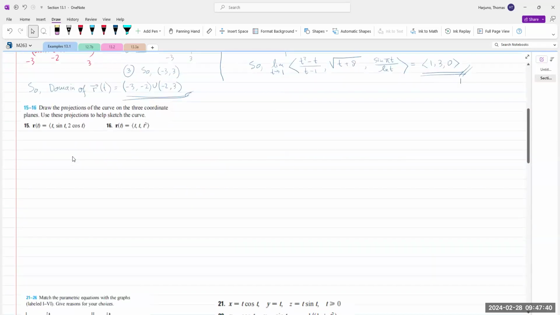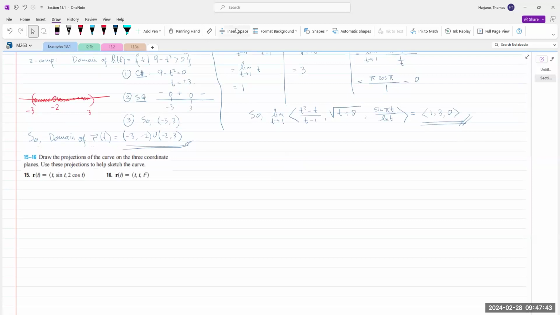Okay, let's go on. Number 15 and 16. I didn't really mention this in my lecture, but I want to go over this to show you another way. There are actually plenty of ways to imagine a vector function in 3 dimensions. One of the techniques is to do projections of the curve on the 3 coordinate planes. So let me do, for example, number 16 first. If I have more time, then I will do number 15.